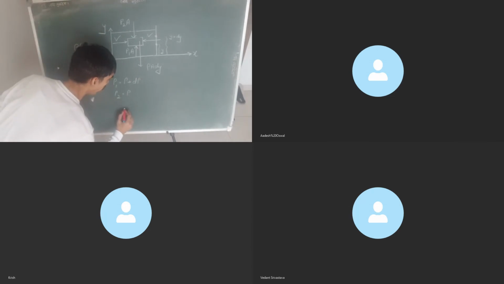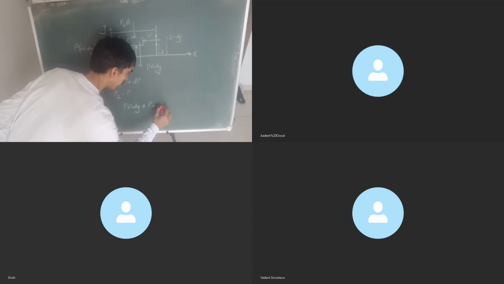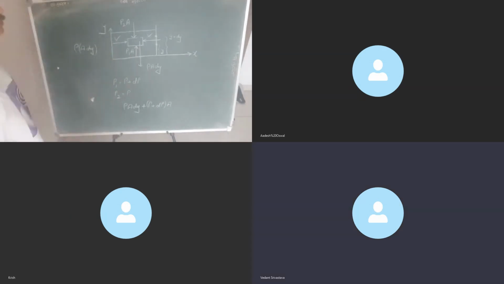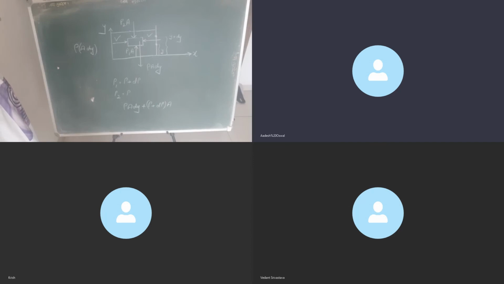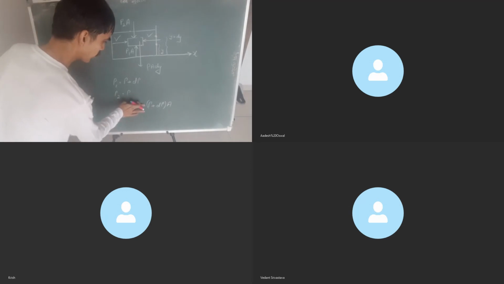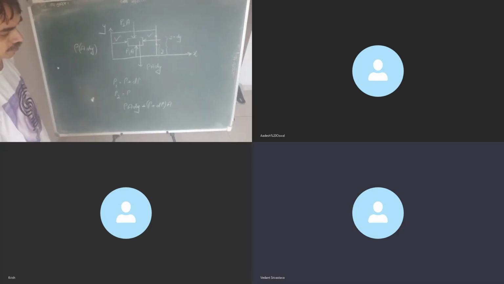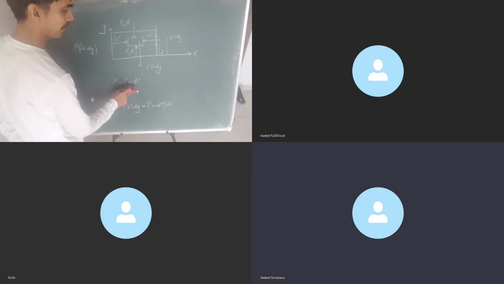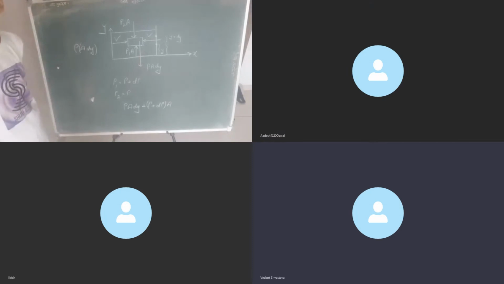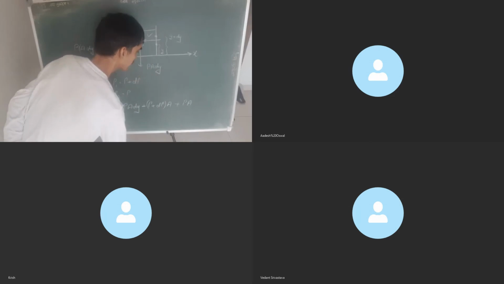Let me write them down. Rho A dy downwards, correct? P2 is downward. So, P1 into A upwards, correct? P1 is P plus dP. So, minus. Then we add P2 into A. Correct?